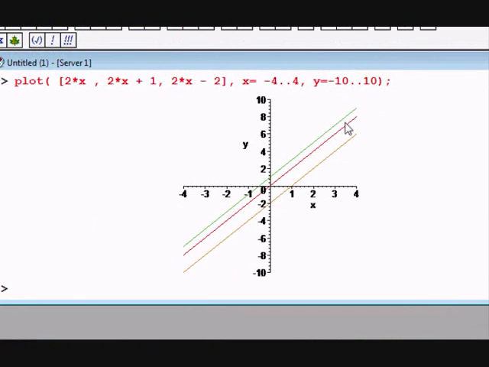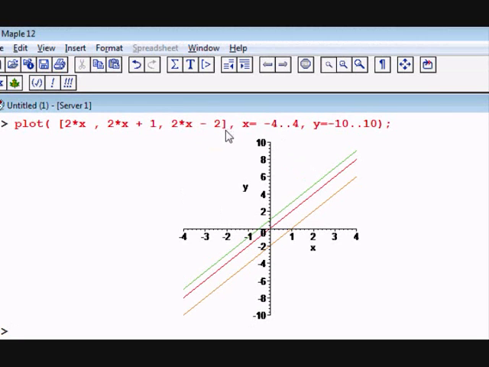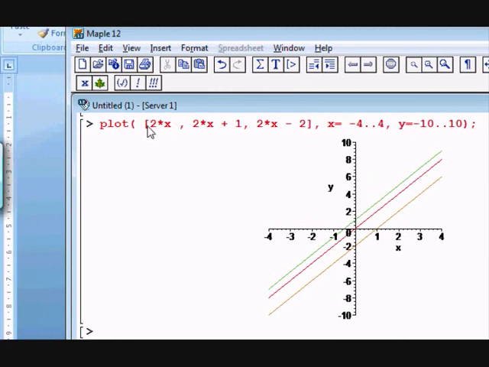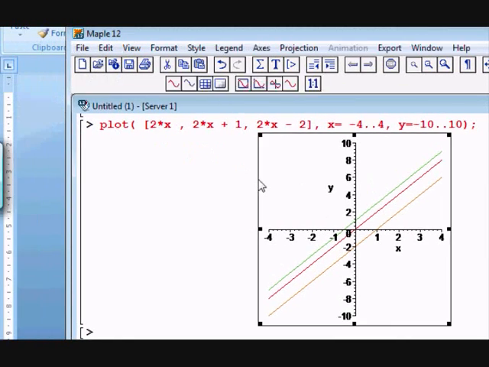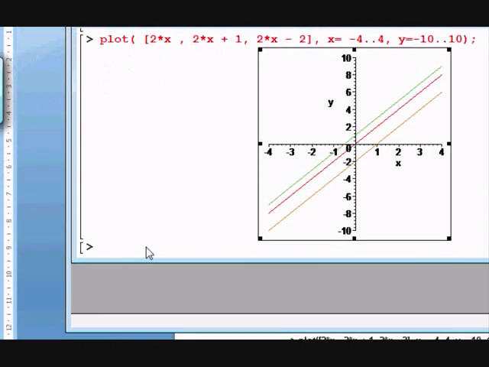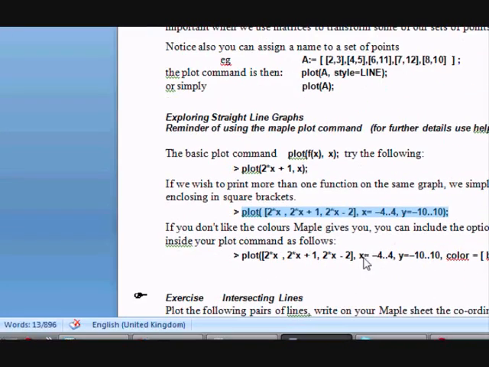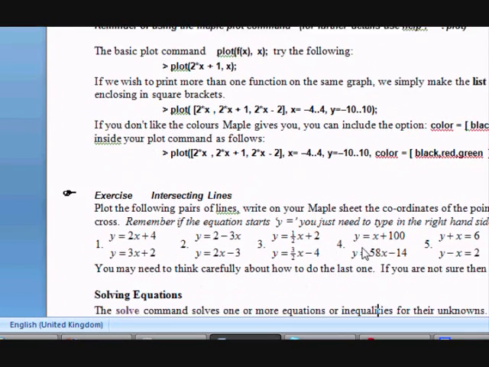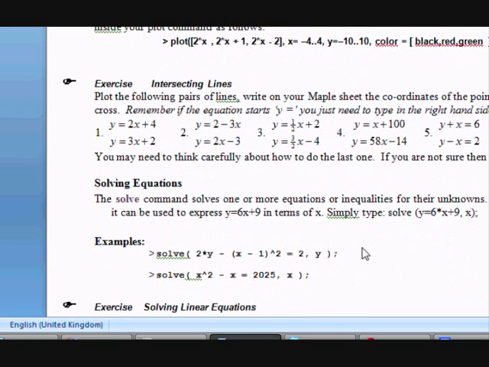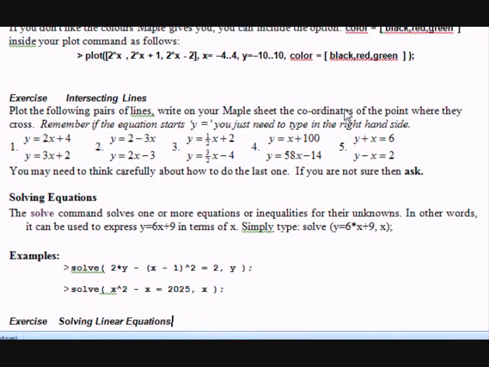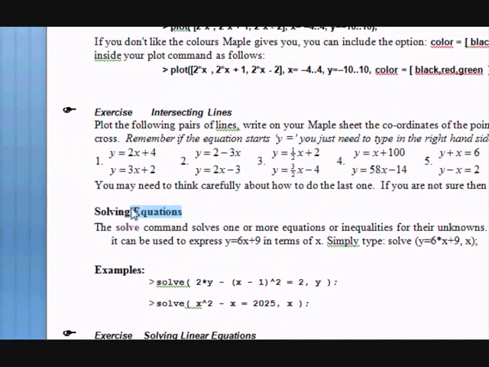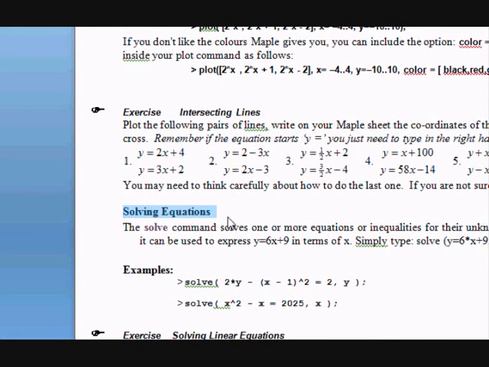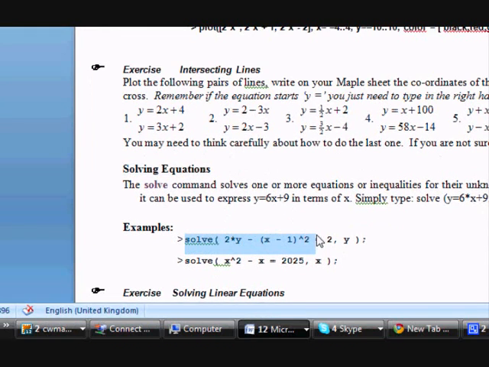So I've got 3 lines here, and again I've given them a range. It's coloured them automatically. Notice that if I put a colour command at the end of this line, I could customize the colours that Maple decided to use. And moving on, notice that I can actually plot lines which intersect each other. That can be a useful tool, particularly if you're wanting to solve simultaneous equations.